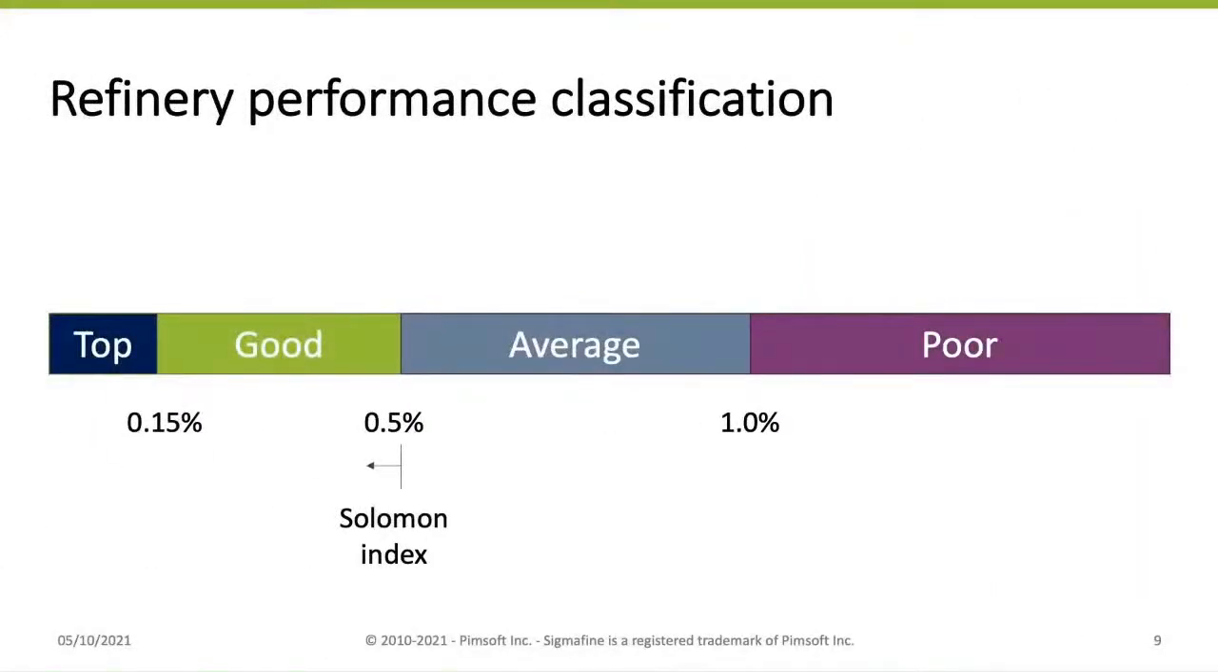Here, we represented a qualitative indication of the performance of the refinery based on the amount of total losses. Don't take these figures as written on stone. Still, they can give you a rough idea of where you are. The Solomon index suggests 0.5% as the threshold below which a refinery should stand for a good performance.